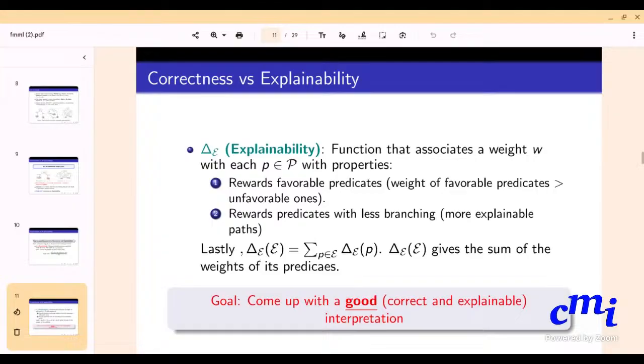It's a linear function of the weights. Wait a minute, I mean, there is something wrong here. Yes, actually, this should be delta, the weight. E is defined in terms of delta E. Yes, this should be recursive. Huh? This is a typo here. This should be the weight.